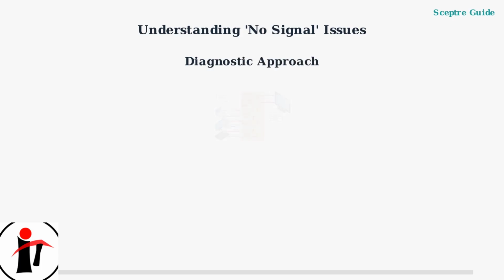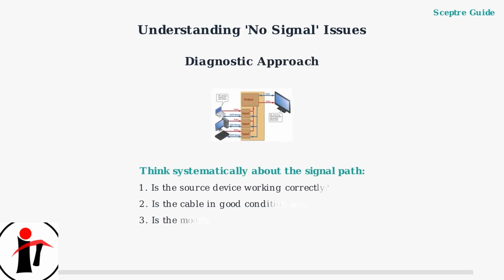To start troubleshooting, think systematically about the signal path. Ask yourself, is the source device working correctly? Is the cable in good condition and properly connected? Is the monitor functioning as expected? This methodical approach helps identify where the breakdown occurs. Understanding these fundamentals provides the foundation for effective troubleshooting. In the next section, we'll explore specific step-by-step solutions to resolve these no-signal issues.